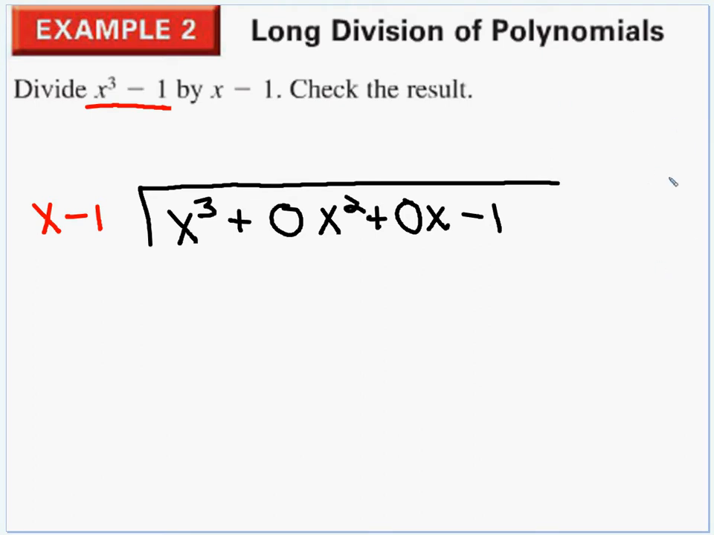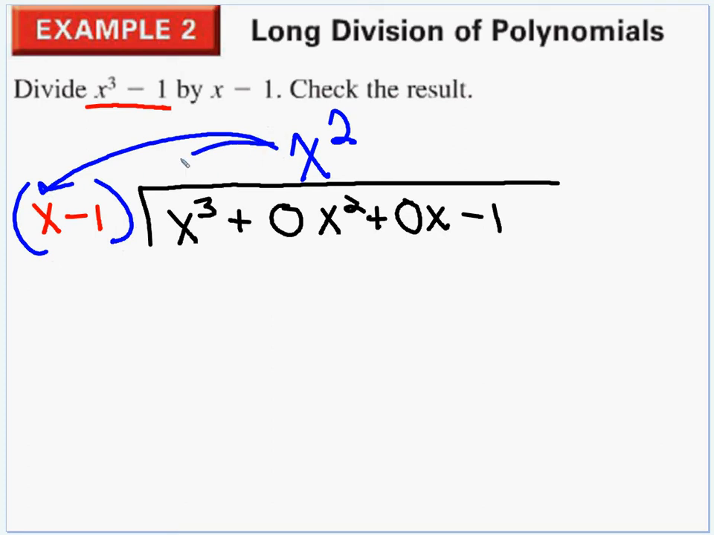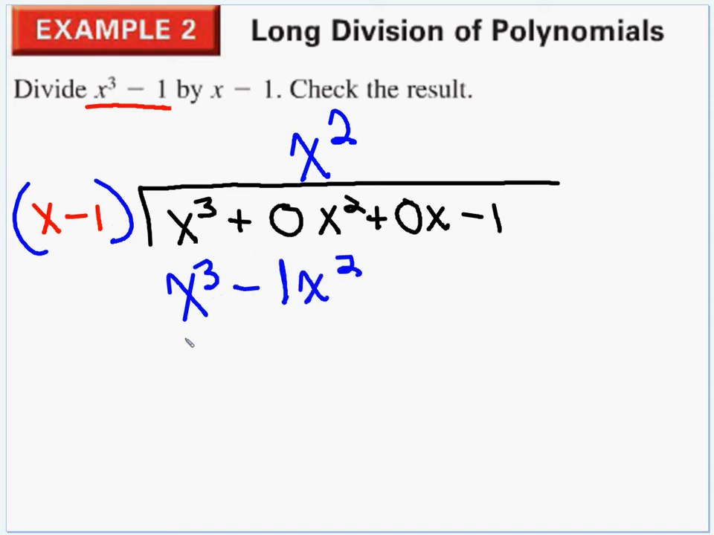Okay. Up on top here, I need something that's going to multiply by x and equal x to the third. Or we could say, what is x to the third divided by x? Well, we would subtract the exponents, and that would be x to the second. So if I put some blue parenthesis around here, we're going to distribute the x squared to both of those terms. So that's x to the third, and then a minus 1x squared. That's why we need that placeholder there.